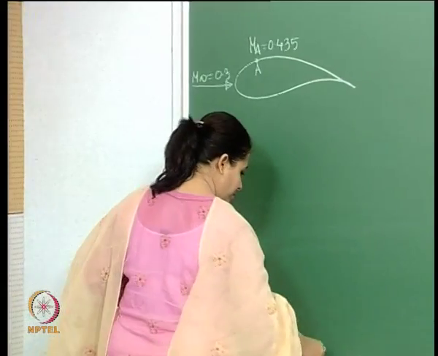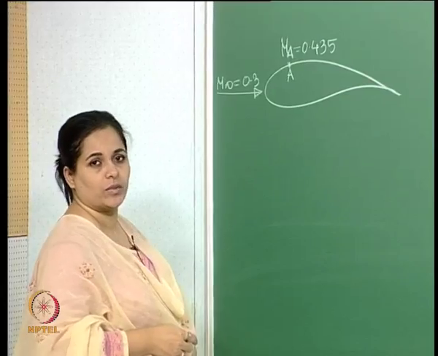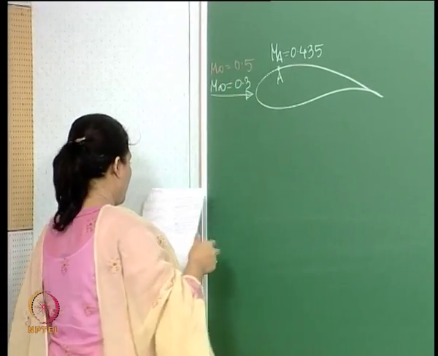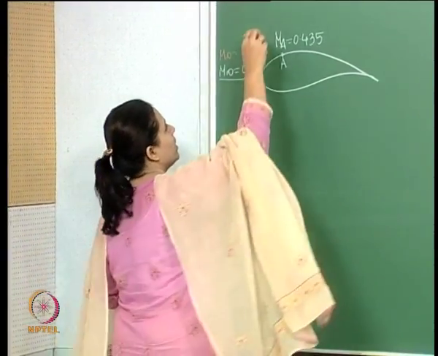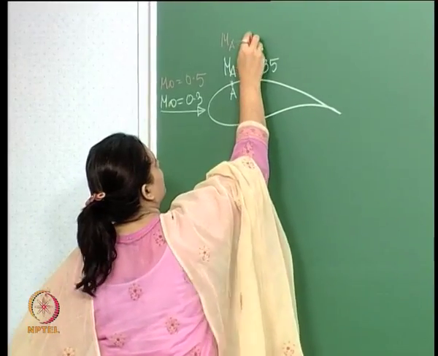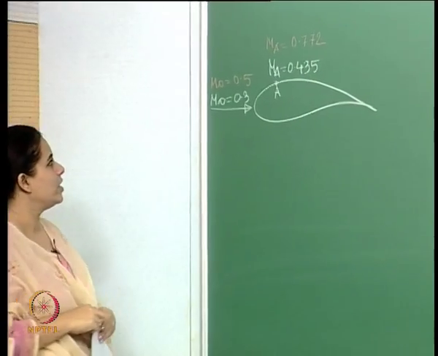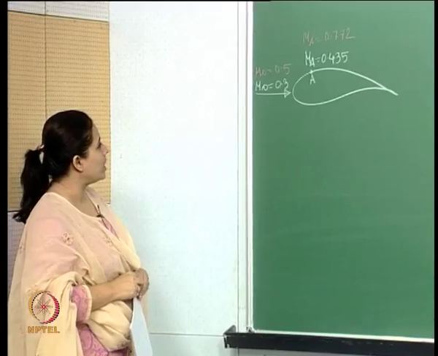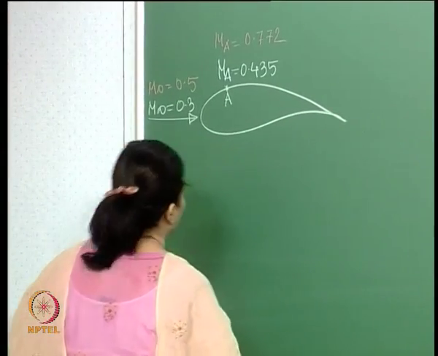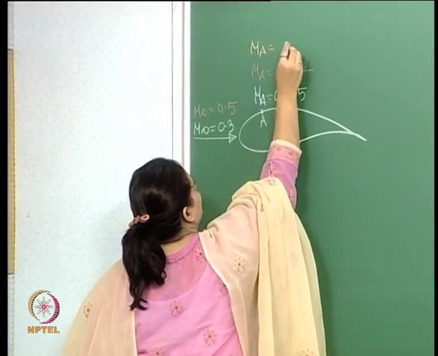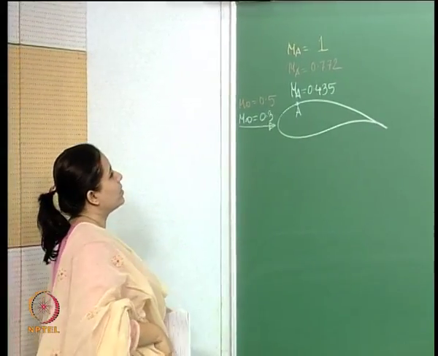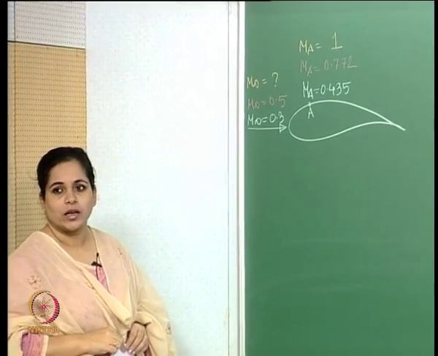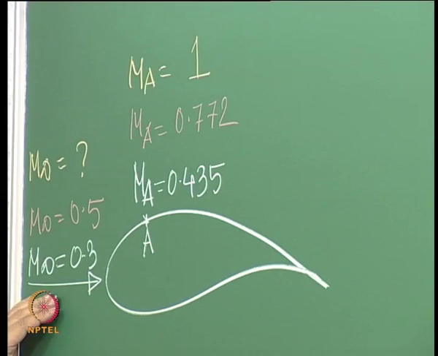Okay. Now, let us say we increase this Mach number to say 0.5. Then the corresponding Mach number at this point becomes 0.772. Now, if we do a reverse calculation, if we say that the Mach number here is 1, then what is the corresponding incoming Mach number?